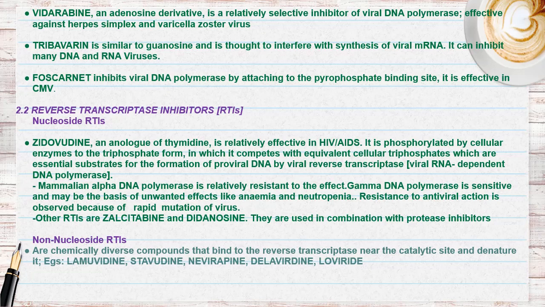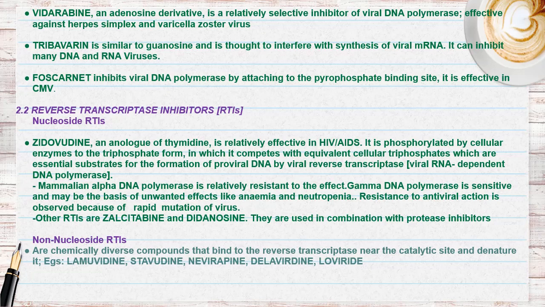Another subclass of this category is the non-nucleoside reverse transcriptase inhibitors. They are a chemically diverse group of compounds, and they bind to the enzyme directly near the catalytic site and denature it. So it is directly toxic to the enzyme. Now, which drugs act under this class? Lamivudine, stavudine, nevirapine, delavirdine, and loviride.